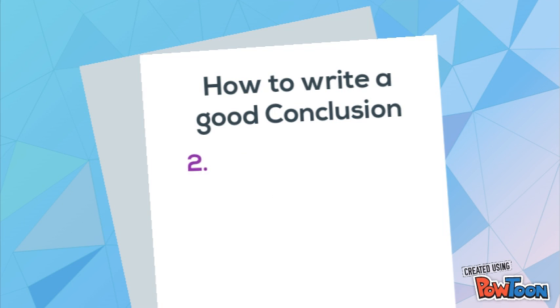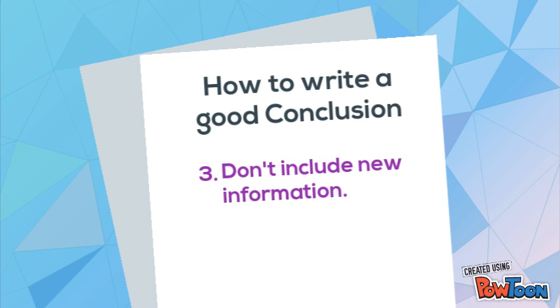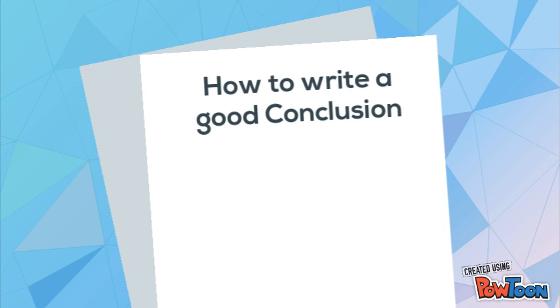Number 2, don't merely restate all the findings. Don't waste the reader's time by making him read what he's already read in the previous section. Number 3, don't include new information. This will only confuse the reader and reduce your credibility as you did not discuss the data, nor provide evidence for your conclusion. Number 4, avoid being too personal. Don't include any personal comments or opinions or discuss the recommendations in this section.